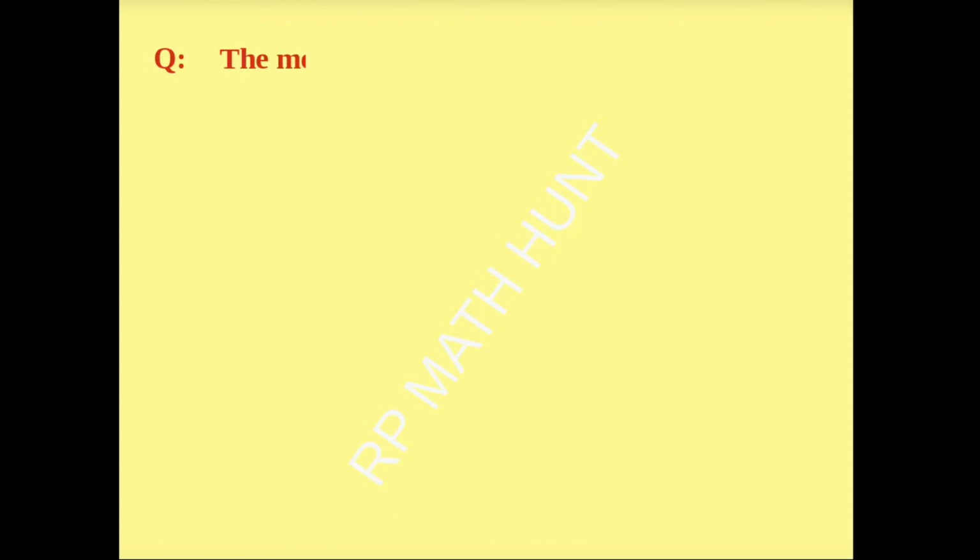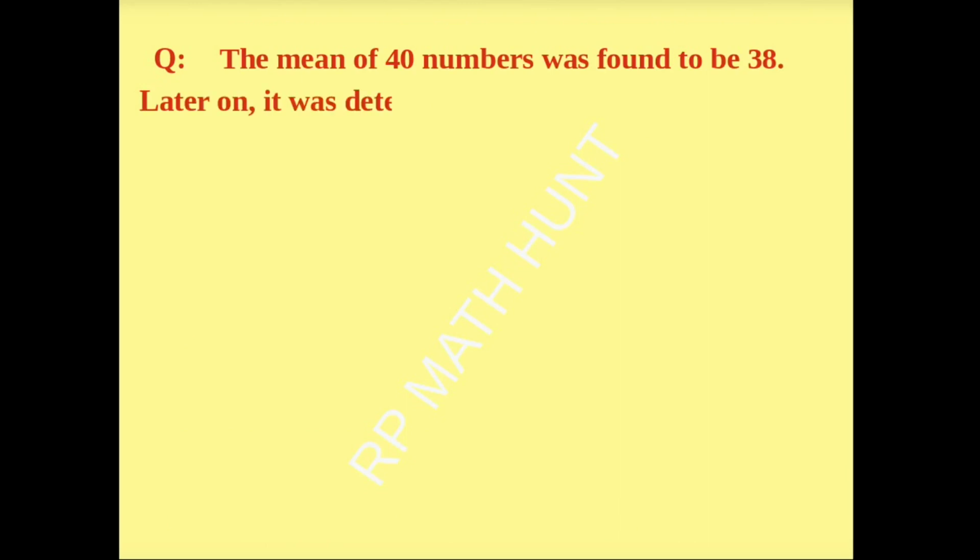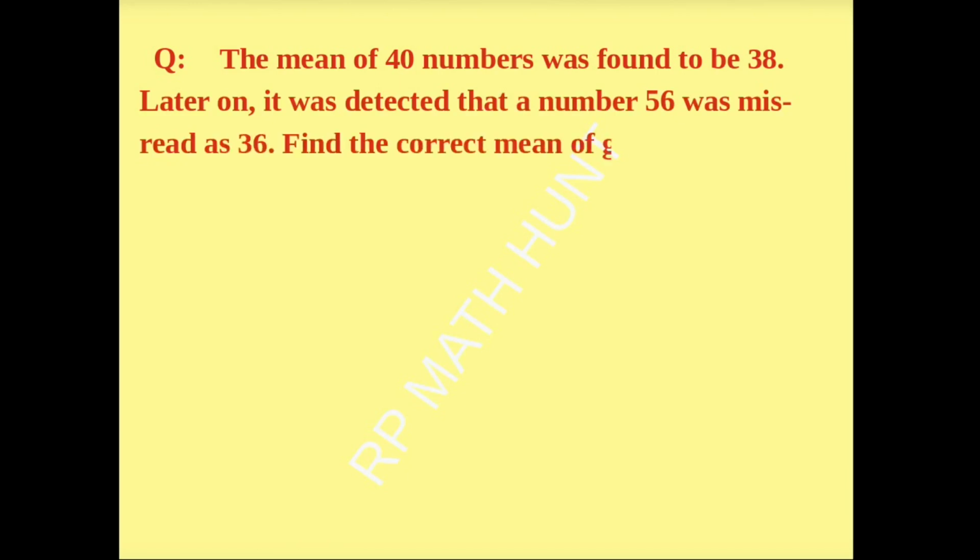Next question. The mean of 40 numbers was found to be 38. Later on, it was detected that a number 56 was misread as 36. Find the correct mean of the given numbers.